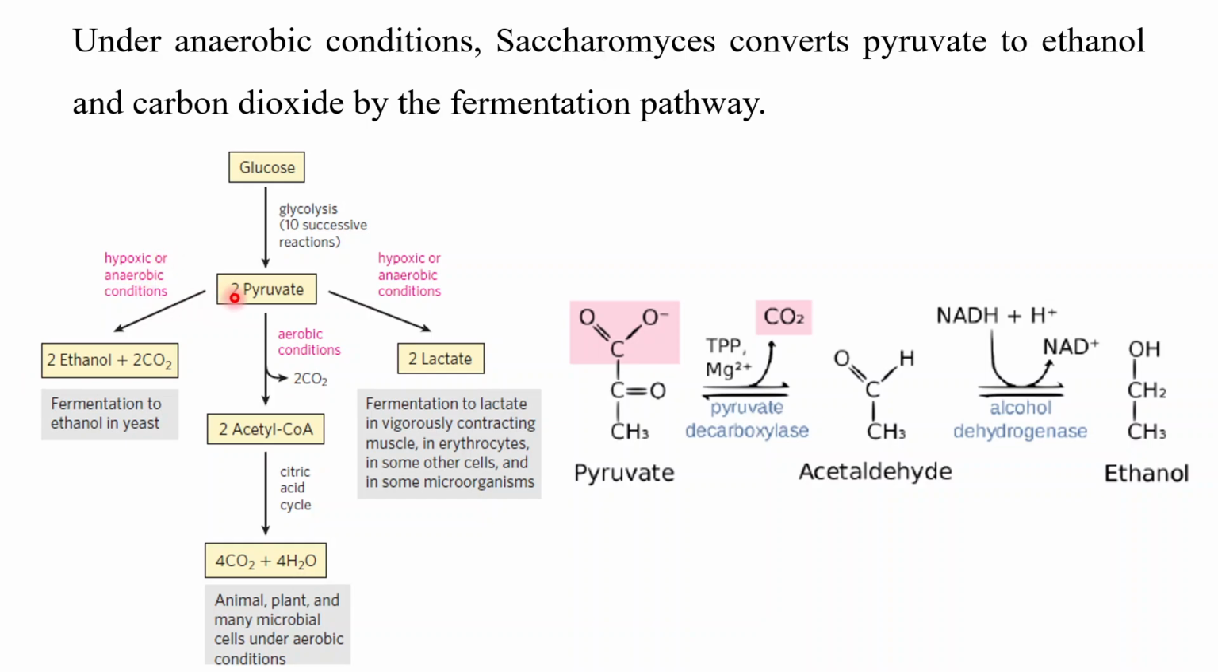Apart from this, there are two other possibilities in case oxygen is not present. So, under anaerobic conditions, two possibilities are there. The first possibility is the fermentation process that occurs in the yeast species Saccharomyces. So, in yeast, what happens? Since there is no oxygen present, under anaerobic condition, this pyruvate is converted into acetaldehyde, and from acetaldehyde, it is converted into ethanol.